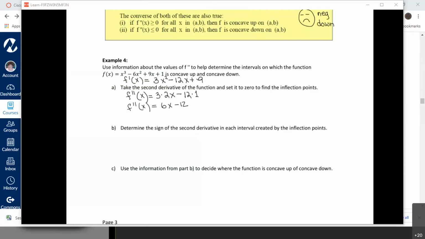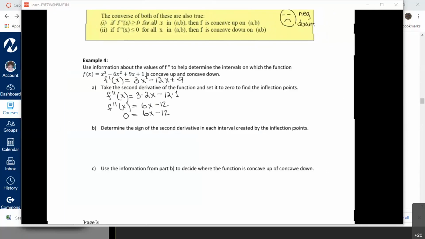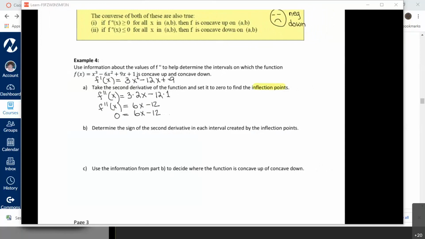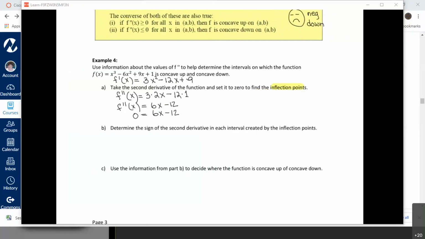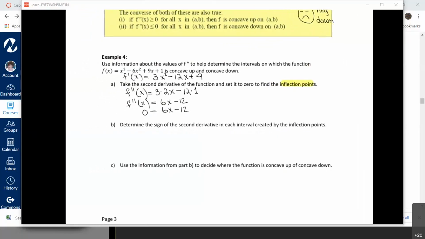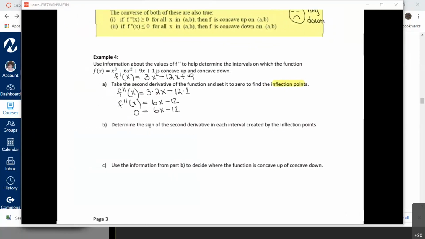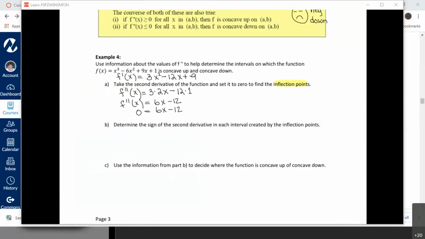Okay, we're going to set that to 0 to see if we can find some inflection points. Because again, remember, second derivative 0 can give you inflection points. Sometimes it gives you cusps, but don't worry about that just yet. If I solve this for x, first I'm going to add 12 to both sides, and then divide both sides by 6, which gives me 2 equals x. So there's an inflection point here.